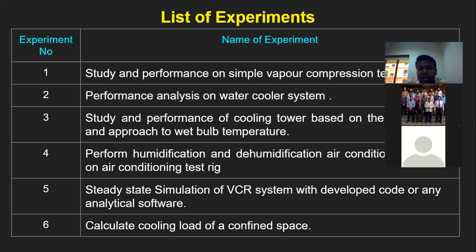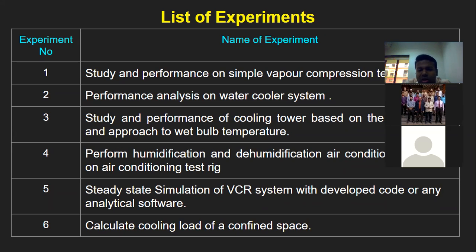Experiment number 4 is the humidification and dehumidification of air conditioning process on air conditioning test rig. You can see that, we need to humidify the air, we need to dehumidify the air. This is required for air conditioning purpose. So we will add the humidity, we will remove the humidity, and that we will do by using air conditioning test rig. This setup is also available in the lab, right?